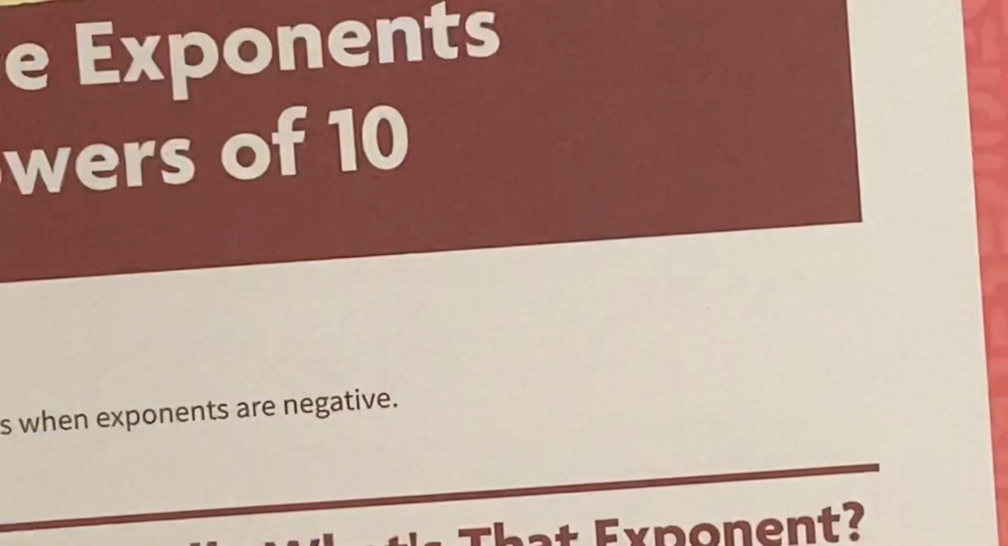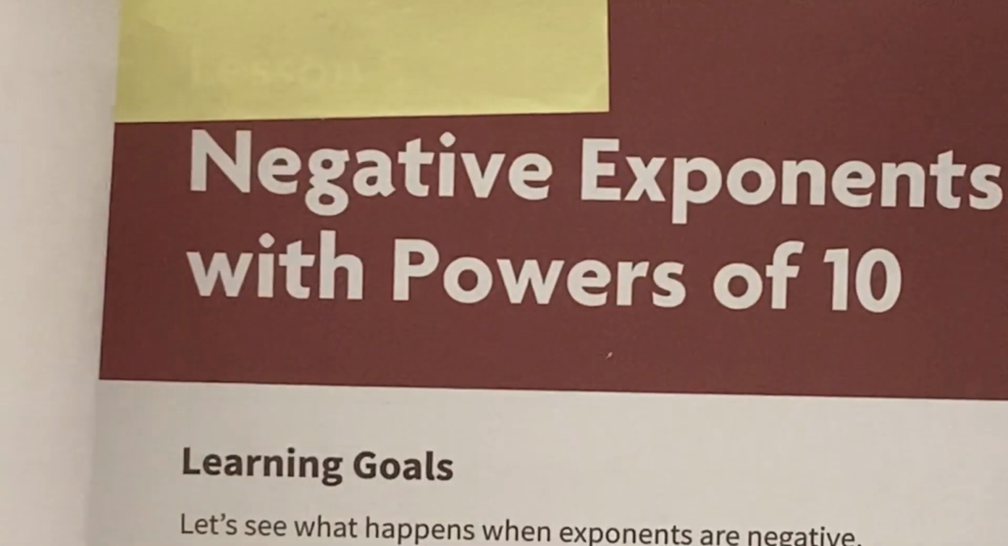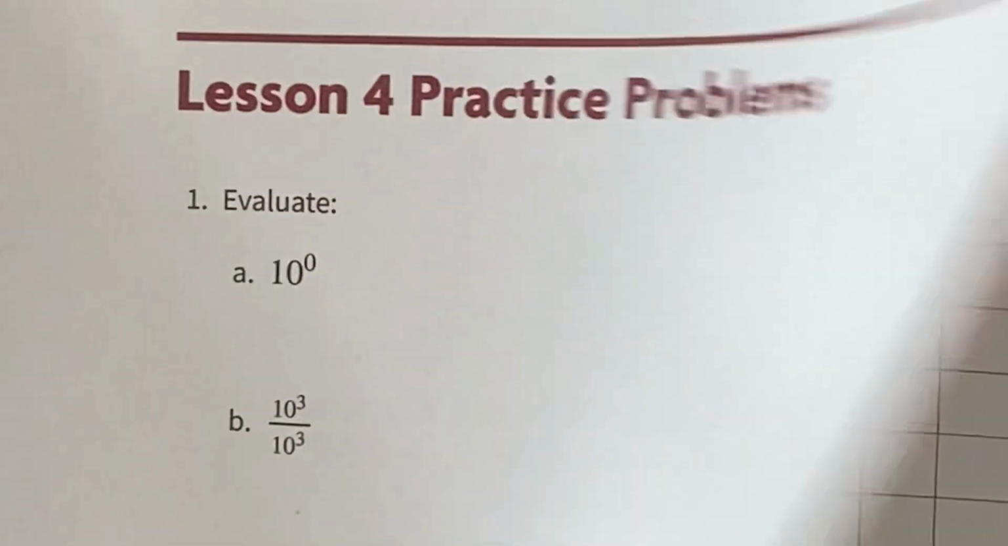All right, your assignment then, 1 through 5 from lesson 4. And tomorrow we're going to continue with exponents. Going to get more into negative exponents right off the bat tomorrow. So 1 through 5 for tomorrow, please.